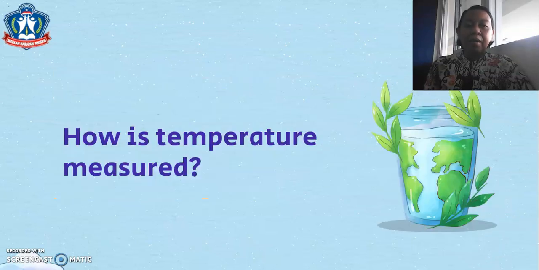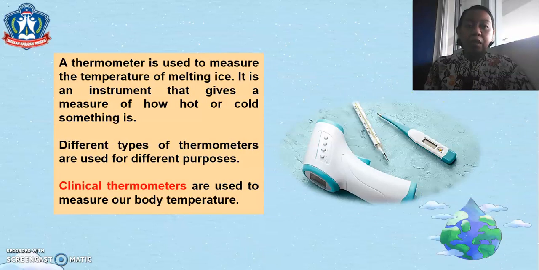The last topic is how temperature is measured. A thermometer is used to measure the temperature of melting ice. It is an instrument that gives a measure of how hot or cold something is. Different types of thermometers are used for different purposes. Clinical thermometers are used to measure our body temperature. I'm sure you are familiar with this, children, right? You can relate to this when coming to school. Our body temperature is checked.